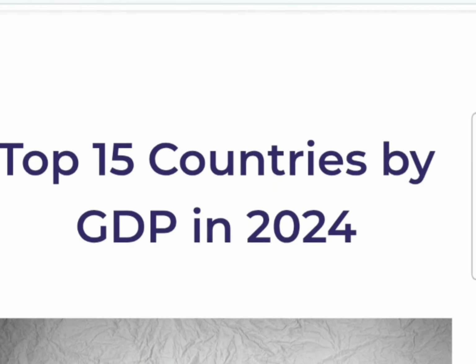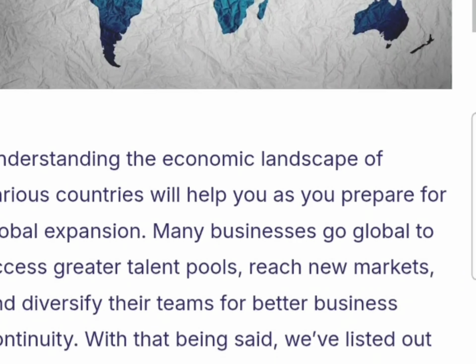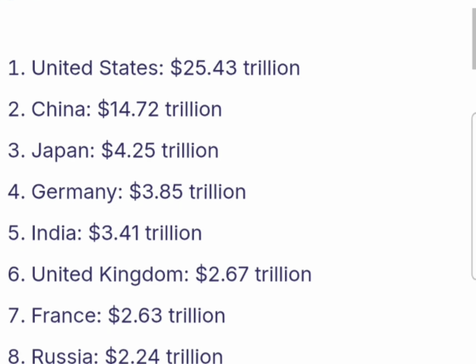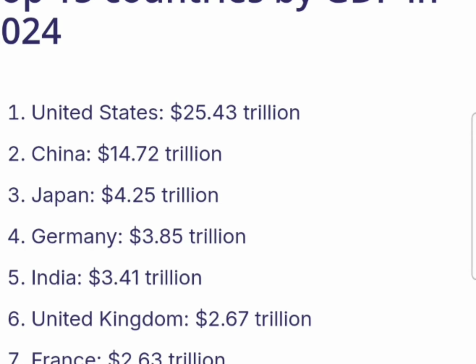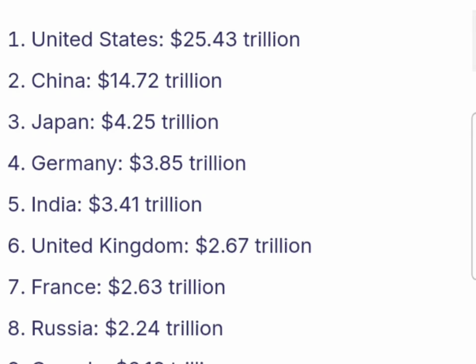The top 15 countries by GDP in 2024. The first one is the USA. United States of America is first in GDP with 25.43 trillion US dollar. The second one in the world is China with 14.72 trillion dollar. The third country in terms of GDP in the world is Japan with 4.25 trillion dollar. Germany is the fourth one with 3.85 trillion dollar.